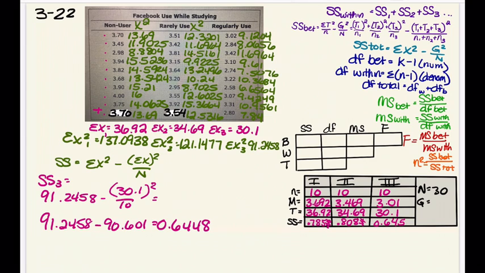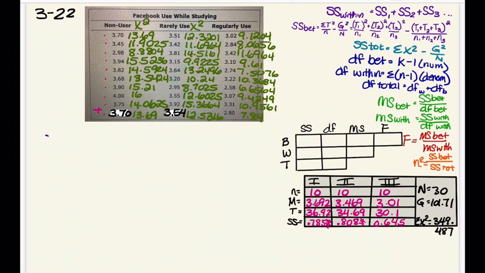G is the sum of our T values, and in this case is 101.71. To find our grand total sum of x squared, we'll take each sum of x squared and add them together to find our sum of x squared. And in this case is 349.487. Now that we've completed our summary table, we can move on to the ANOVA table.